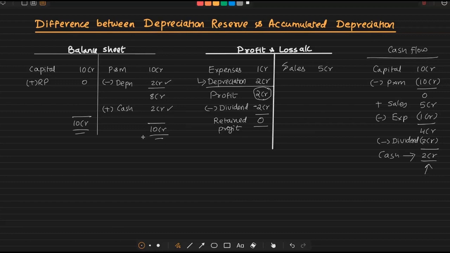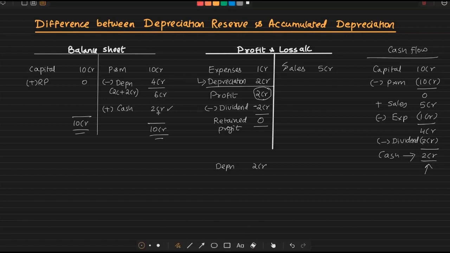Second year, what will happen? If I assume the same figures, again another depreciation of 2 crore will be provided, and that 2 crore will get added with this depreciation balance. So in depreciation, already you have 2 crore. With that, another 2 crore will be added, and this depreciation will become 4 crore because this is basically the accumulated position. And what will be the reduced value of the asset now? 10 crore minus 4 crore, it will become 6 crore.